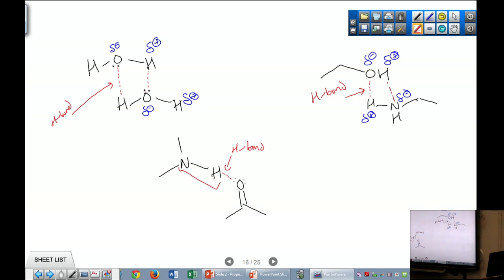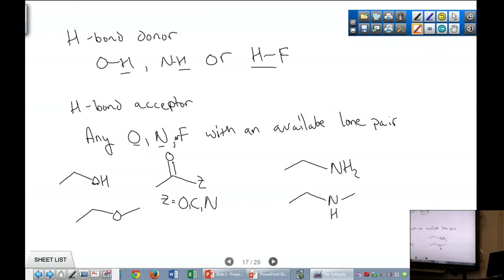All right, so things that are hydrogen bond donors, things that can give a hydrogen to something else to make a hydrogen bond: that's any OH, so alcohol or carboxylic acid. Any NH, so primary or secondary amines, or primary or secondary amides. Or HF.